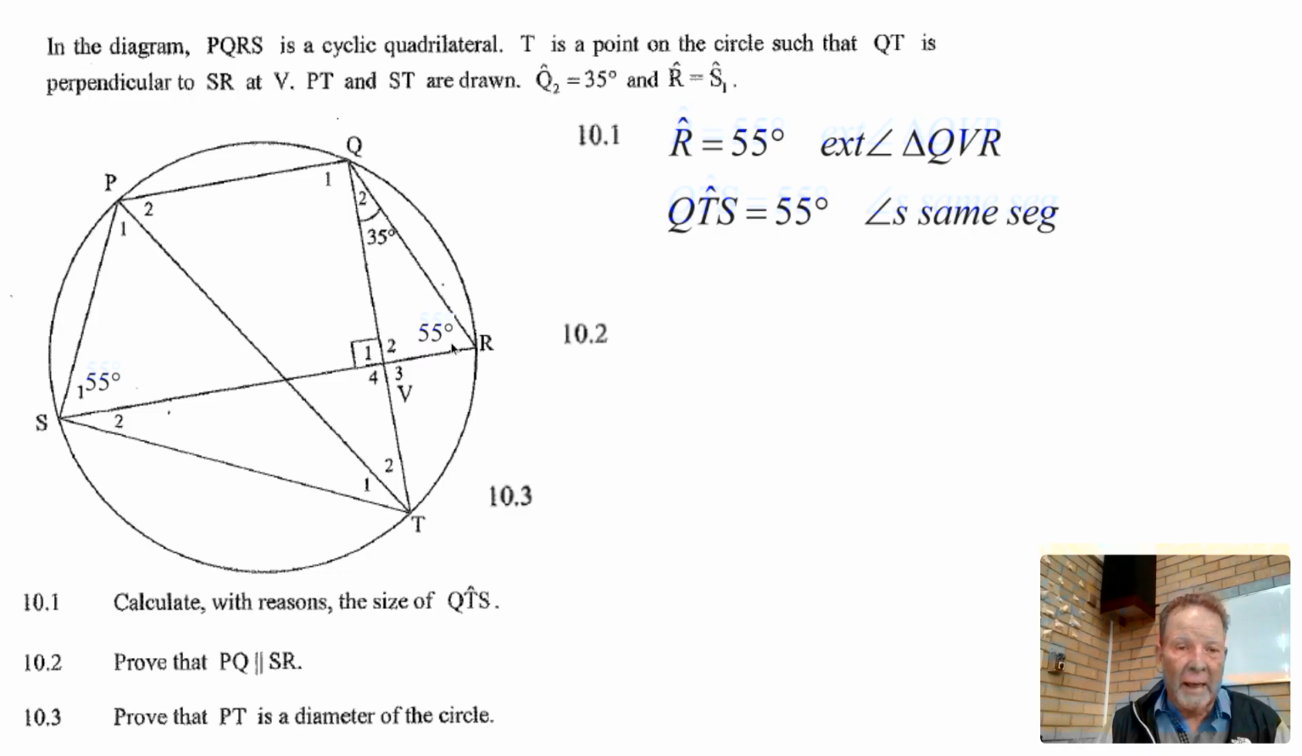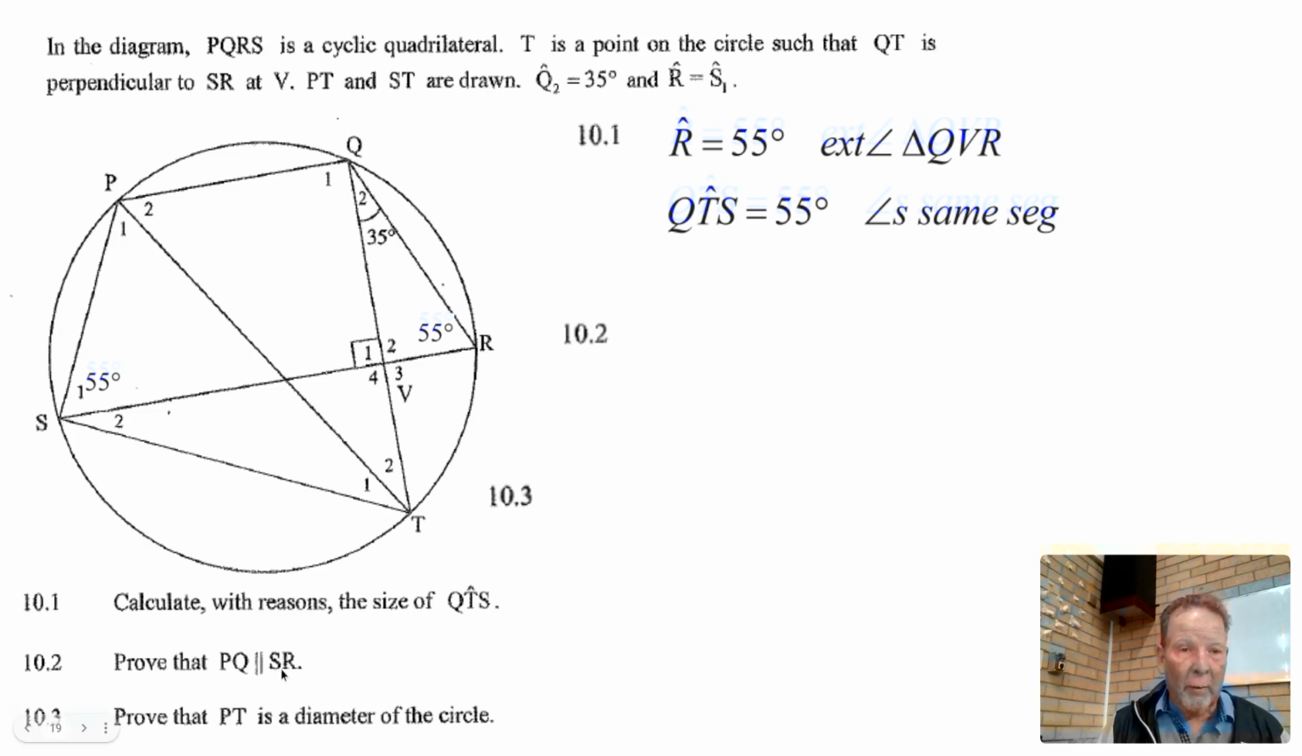This is a triangle where we can get at this angle right here, which is R. Because of the exterior angle theorem, R must be 55 degrees. But if R is 55 degrees, then QTS must be 55 degrees because they open up to the same segment as Q. So this angle here should be 55 degrees. Okay. And also R is equal to S1. So I should have put 55 degrees right there because it opens up to the same segment.